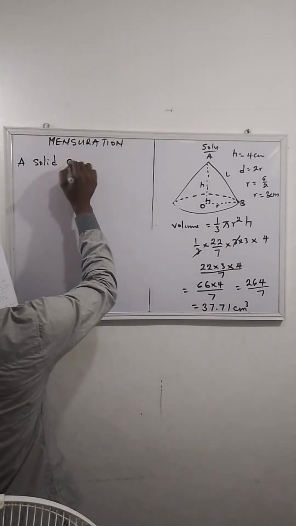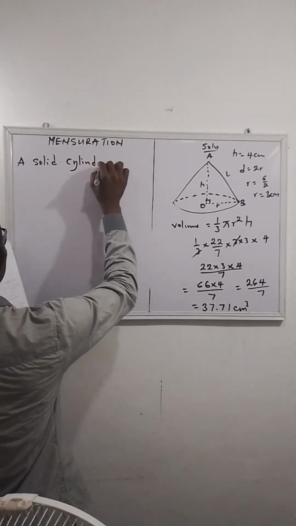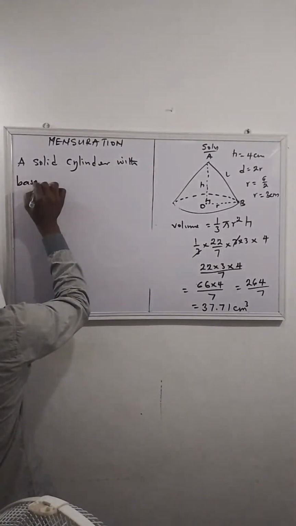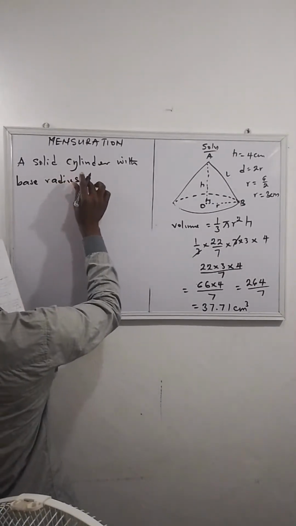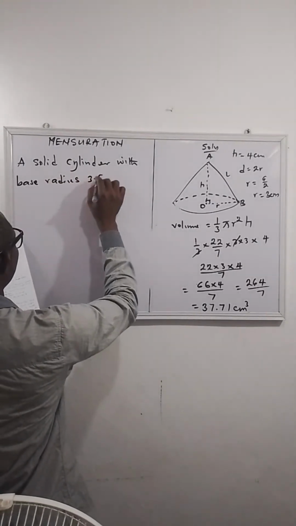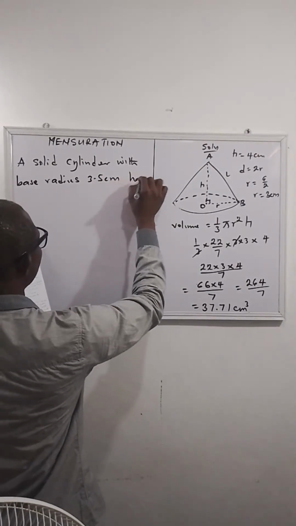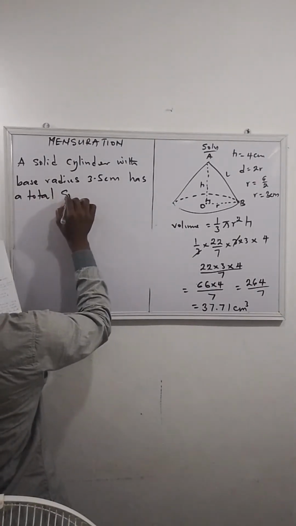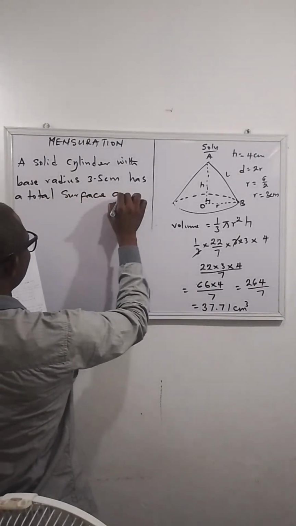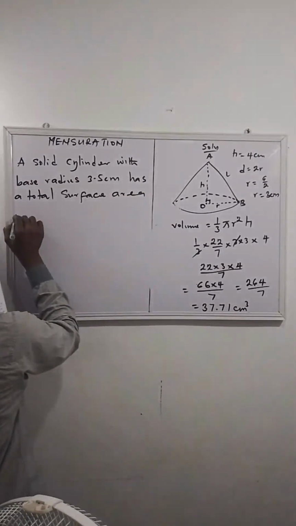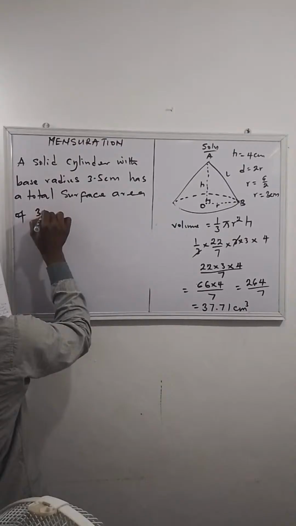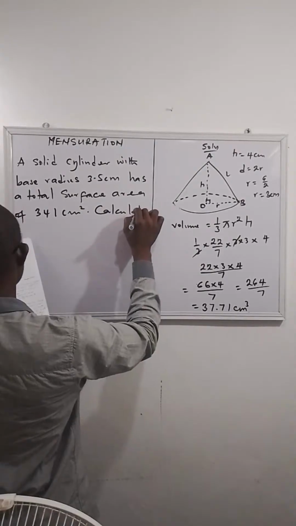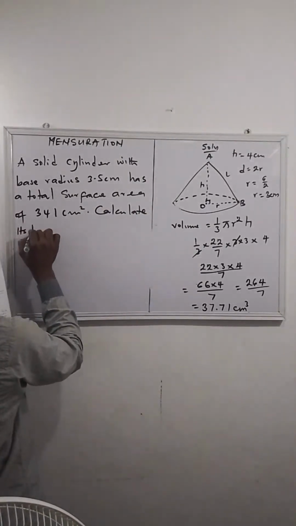A solid cylinder with base radius 3.5 centimeters has a total surface area of 341 centimeters squared. So calculate its height.